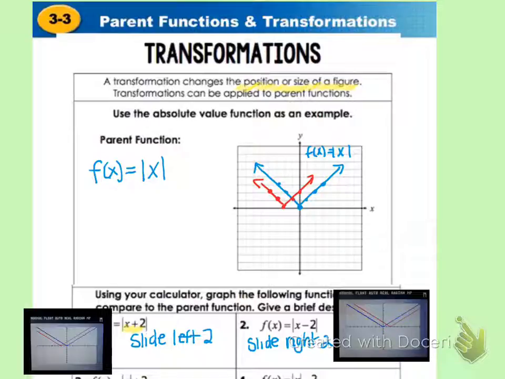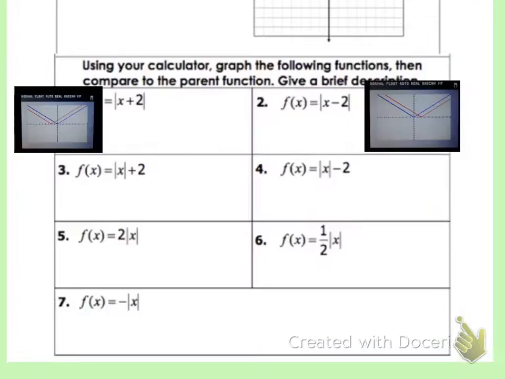Okay, how about the next one? Now this next one looks similar to number 1, with the exception that this plus 2 is actually outside the absolute value. So let's see how that affects things, see if it looks exactly the same as 1 or if there's something different going on. Here's a picture of what that looked like on the graphing calculator.